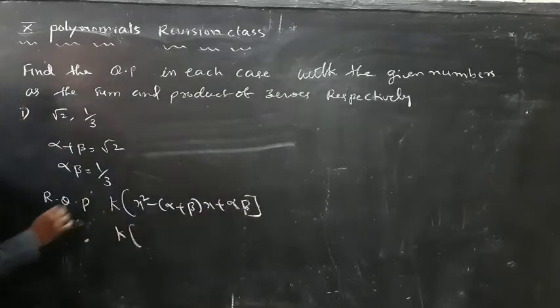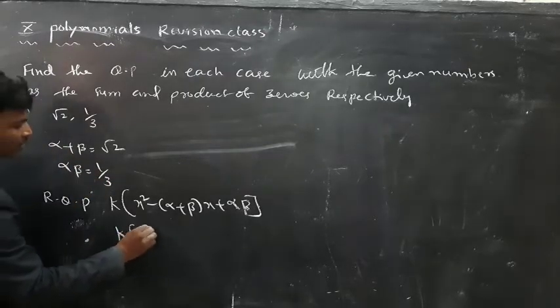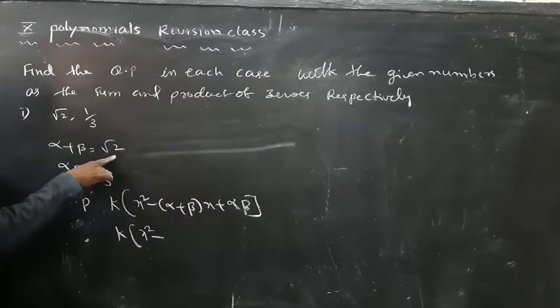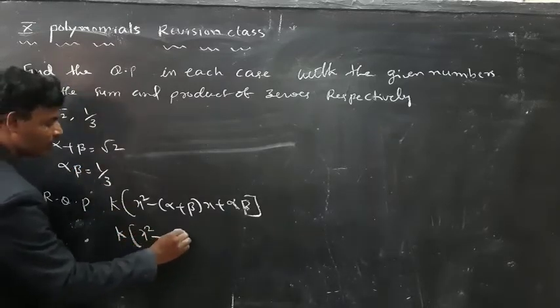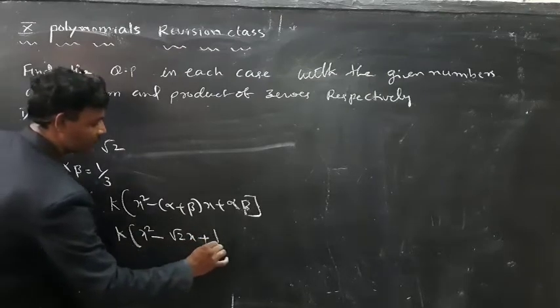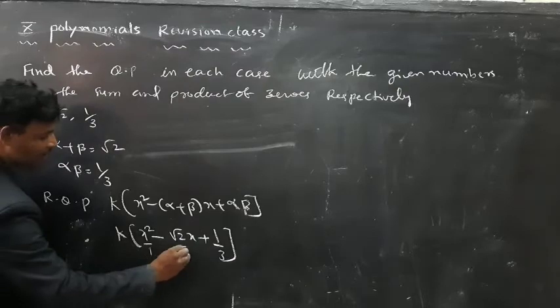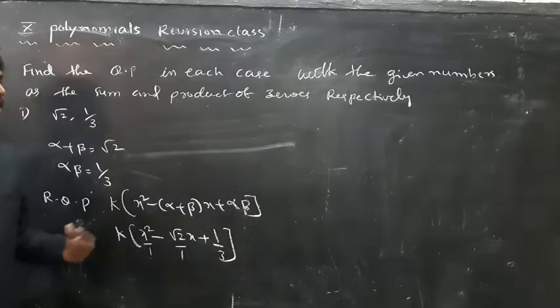Now I am going to substitute the alpha plus beta and alpha beta values in this polynomial. x square minus alpha plus beta. What is the value of alpha plus beta? Root 2. So it is root 2 x plus. What is the value of alpha beta? 1 by 3. Now here I am taking LCM. What is the LCM here? 3 is the LCM.